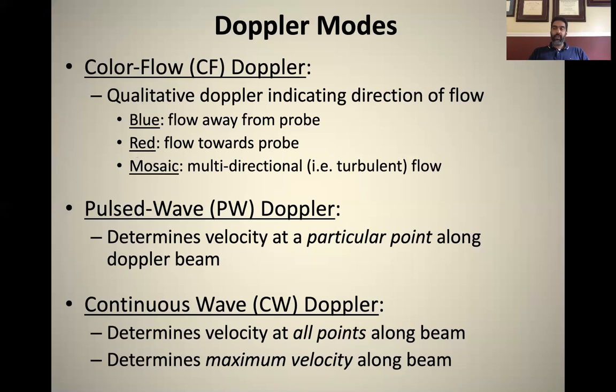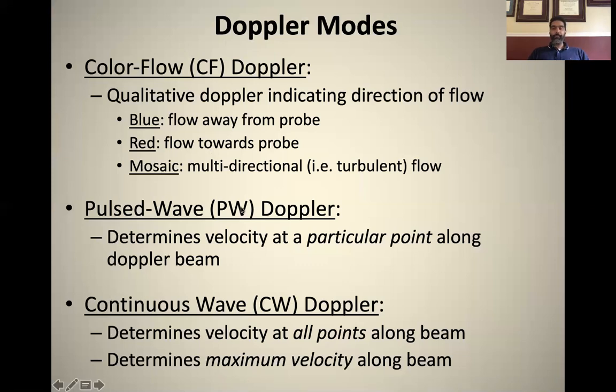Okay, so there are some situations where identifying turbulent flow where there should be laminar flow gives you a lot of clinically useful information, specifically when you're trying to evaluate for evidence of HOCM physiology. Okay, so this is color flow Doppler. This is your qualitative mode, and we've gone over this when we've talked about our basic cardiac assessment. Okay, the next two modes are your quantitative modes.